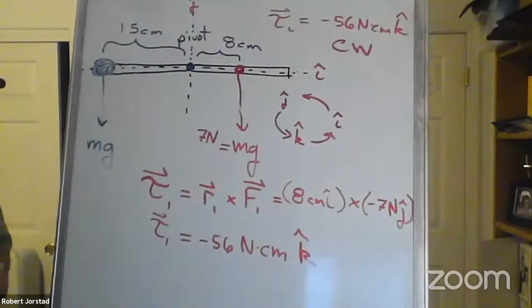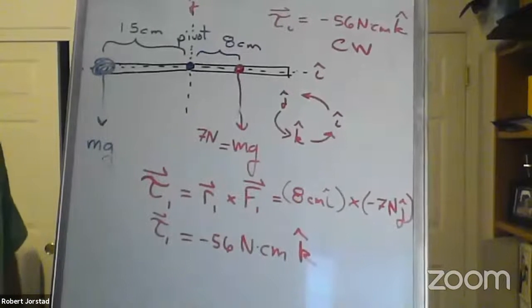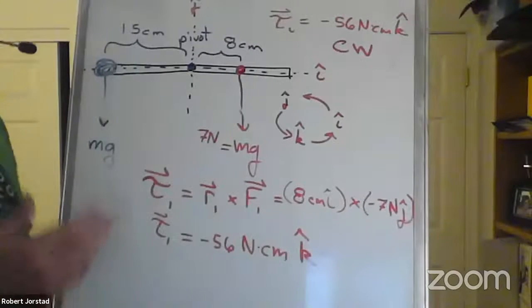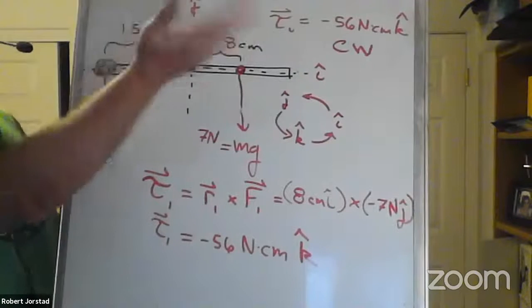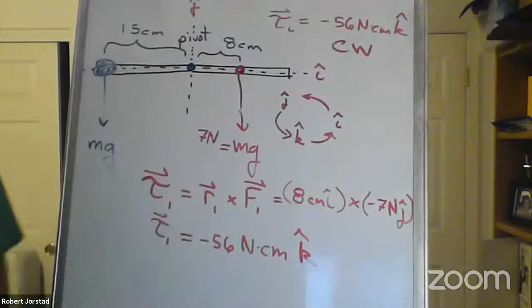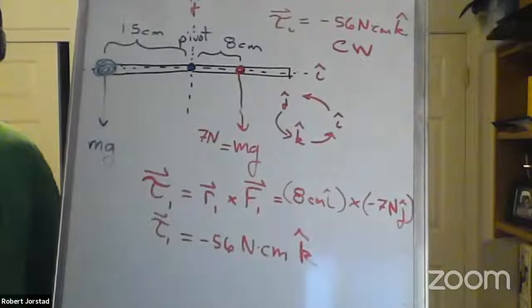So far, so good on that, everybody? That's a lot of weird stuff. Any questions about the I hat, J hat, K hat, or how I know to do this, or any questions about that from anyone before we do the other torque? I had a question about the R vector. Why isn't it negative J hat? Because doesn't it start from the mass to the pivot point?